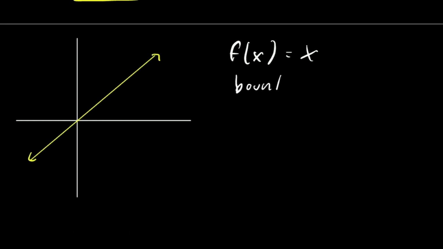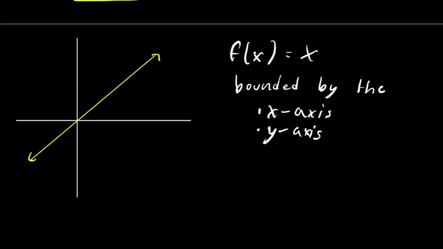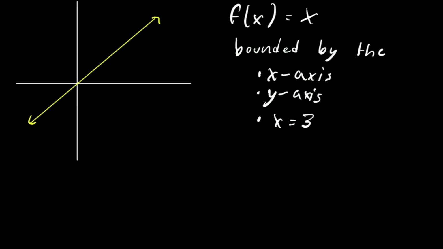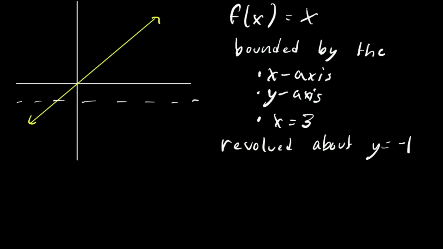Sometimes you're given, we'll do f of x equals x, we'll just stay simple. And it says it's bounded by the x-axis, y-axis, and the line x equals 3, for example. And it will tell you it's revolved about y equals -1. Now, this is not a cause for worry. It's the same idea, you just have to think a little bit harder about it. So that's y equals -1.